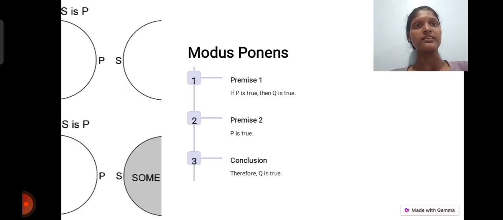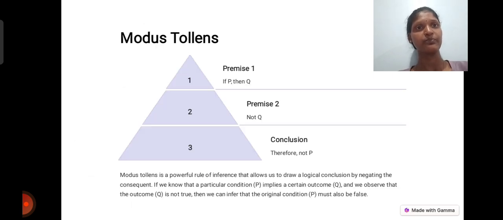This is a small example of modus ponens. Modus ponens: the conditional statement and the hypothesis of the conditional statement are true, therefore the conclusion must be true. The basis of modus ponens is a tautology. Premise case 1: if P is true, then Q is also true. In case 2, P is true. In conclusion, therefore Q is true.